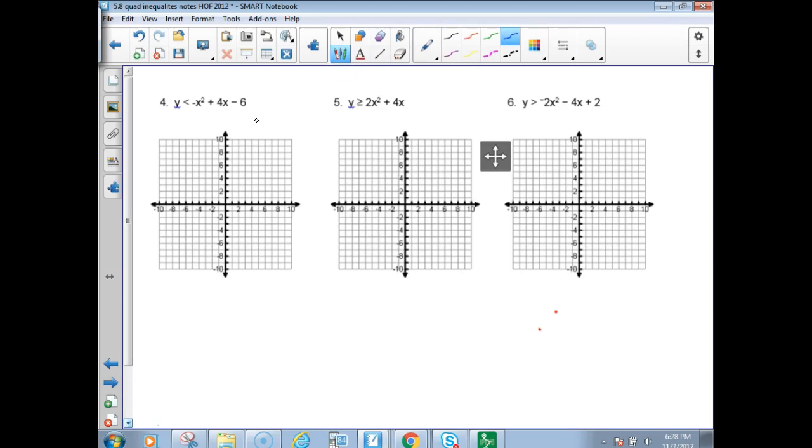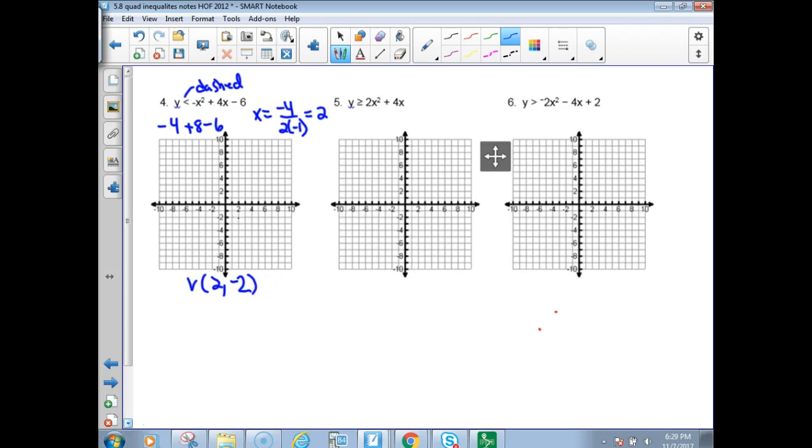This one is opening down because we have a negative a value. I'm still going to go through the same process. This is going to be dashed because it's less than. And I'm going to do the opposite of b, which would be negative 4 over 2 times a. And this times a is negative 1. So we got negative 4 divided by negative 2. And that's 2. So our vertex is going to be at 2 something. Plugging in 2 into the equation will give me the opposite of 2 squared, which would be negative 4, plus 4 times 2 would be 8, minus 6. Okay, so that's going to be 4 minus 6. We're going to get negative 2.